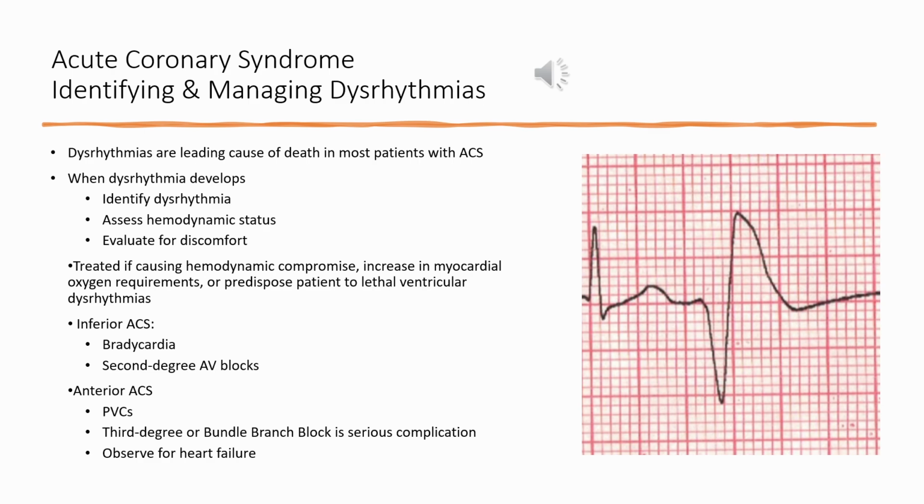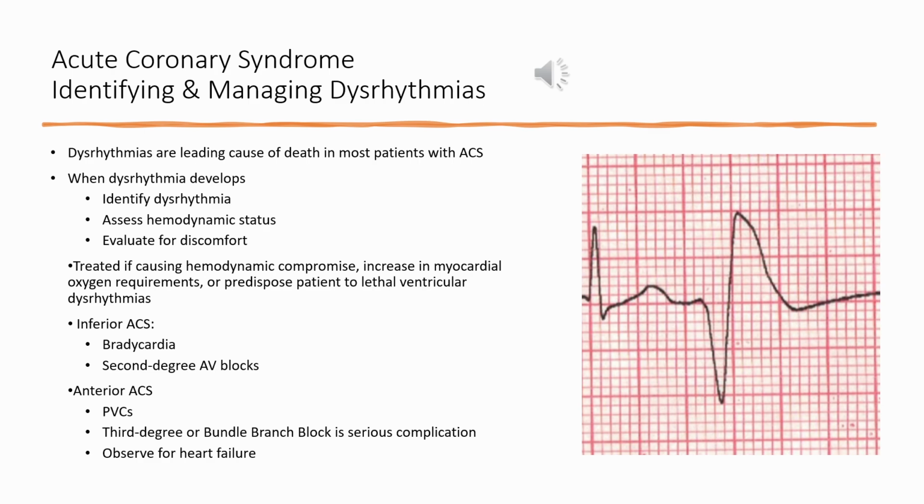So now we'll break this down by infarct location. For an inferior acute coronary syndrome, dysrhythmias typically involve bradycardia or a second-degree AV block. I know we're not going over AV blocks, but you will learn those in level 4. These happen because the right coronary artery supplies blood to the SA and the AV nodes. So if ischemia affects these areas, then the heart's electrical impulses can slow down or just get blocked intermittently.